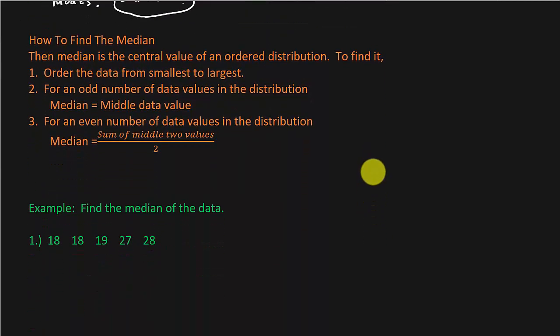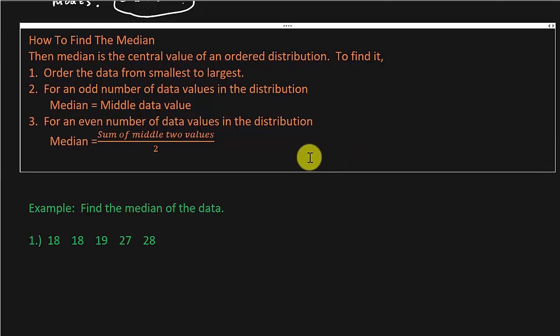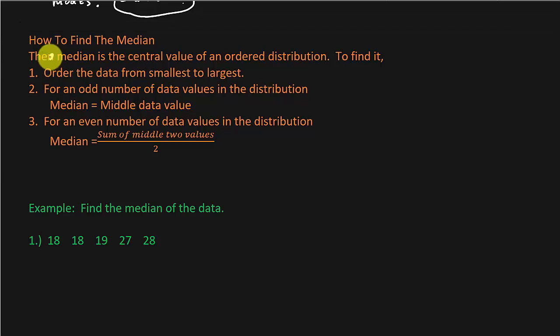All right, so how do we find the median? The median is the central value of an ordered distribution. So to find it, the first thing you want to do is order the data from smallest to largest. All right, so that's the first thing you've got to do.